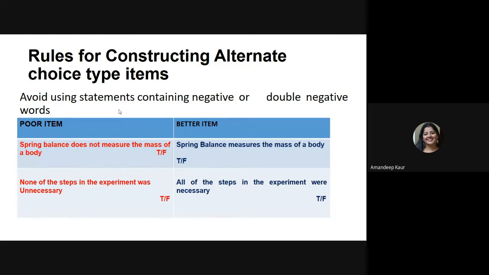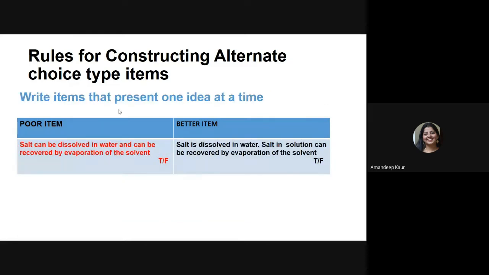So, spring balance does not measure the mass of the body, so it is only a true and false statement. The teacher can also write it as spring balance measures the mass of the body. None of the steps in the experiment was unnecessary, a double negative, can become all of the steps in the experiment were necessary. So avoid statements that contain negative or double negative words.